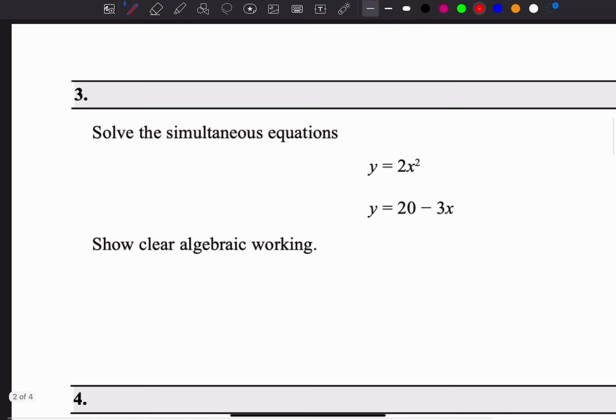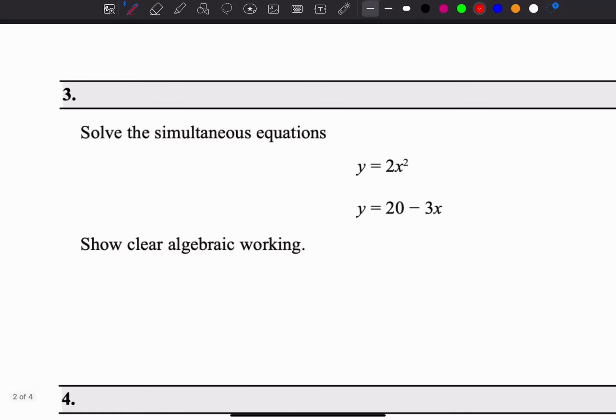This one, I'm not going to do substitution. Remember, it says y equals y. So I'm going to use the formula y equals y. The first one is 2x squared equals 20 minus 3x. Move everything inside. I'm not going to move the 20, I'm going to move it in order: x squared, x and so on. Minus 3x becomes plus 3x, plus 20 becomes minus 20, equal to 0.